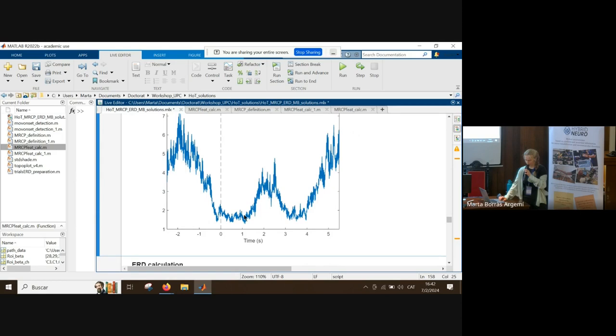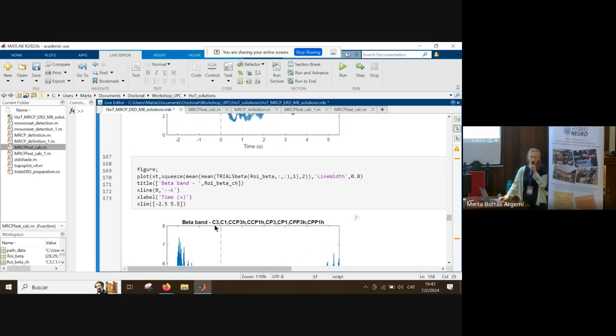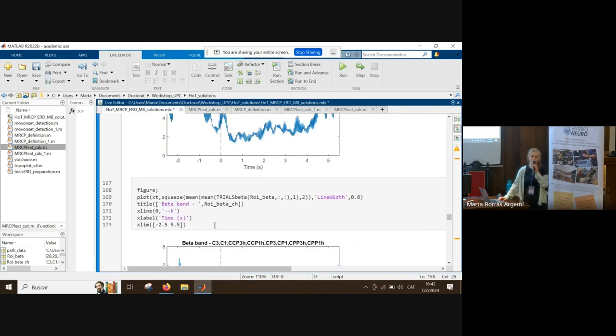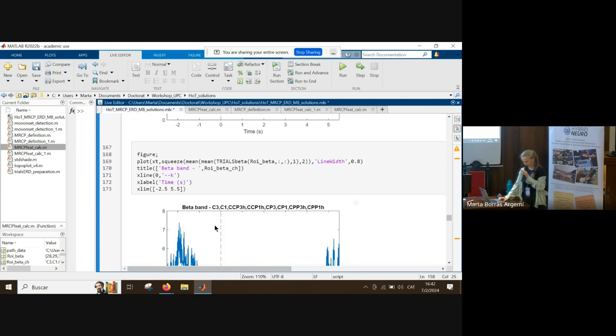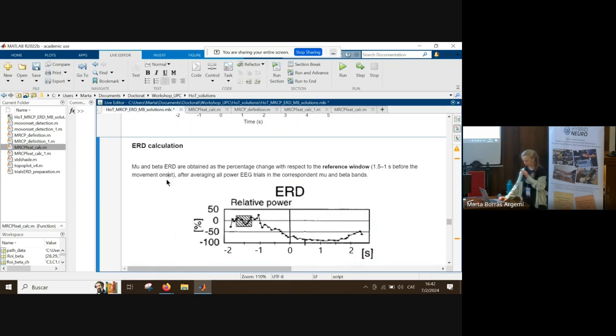And in the beta band, we can see it. You have to take into account that the zero is always the movement onset. So this would be the desynchronization, but we want the percentage of the desynchronization of the signal, which is the definition of the event-related desynchronization. So we need to calculate this percentage.